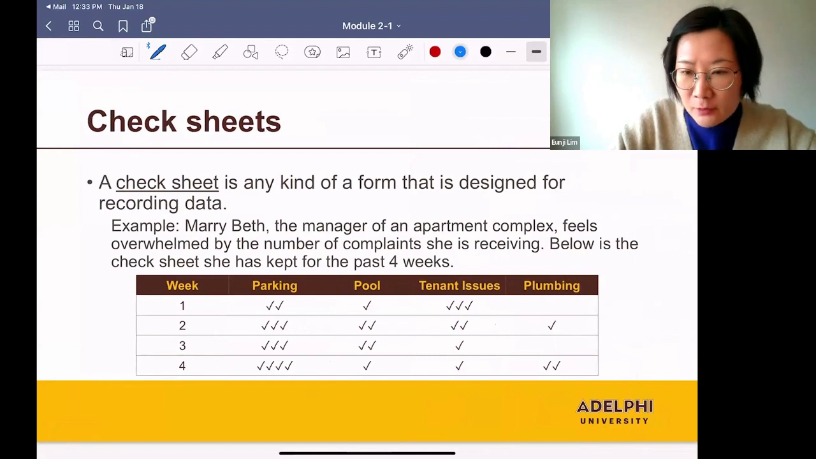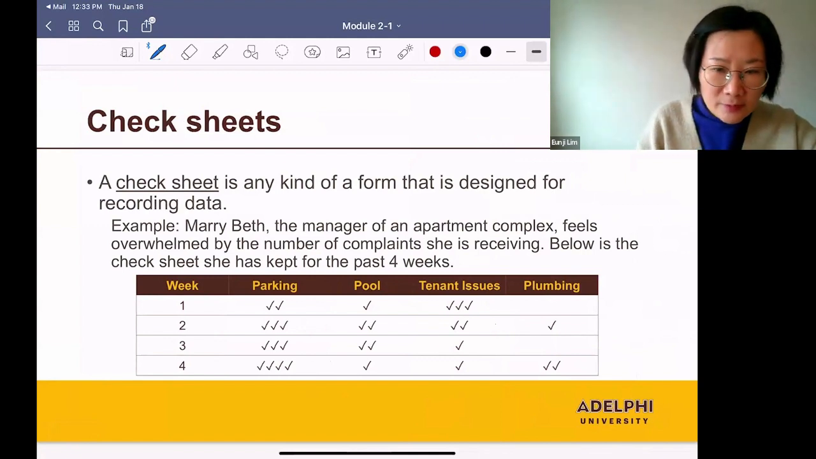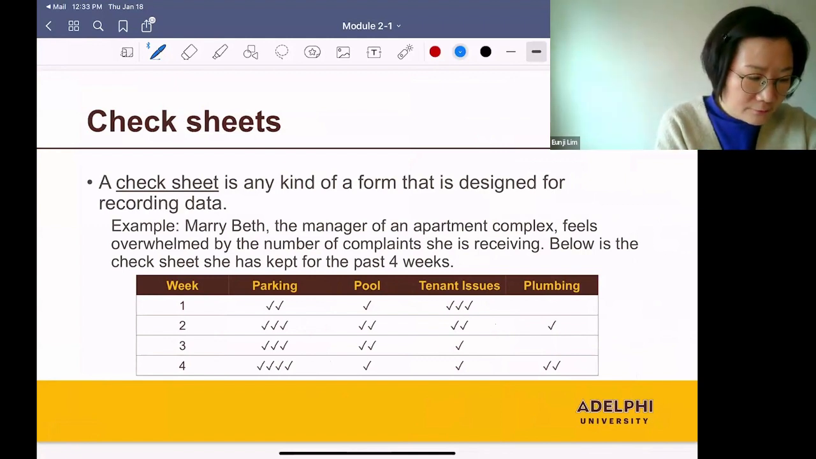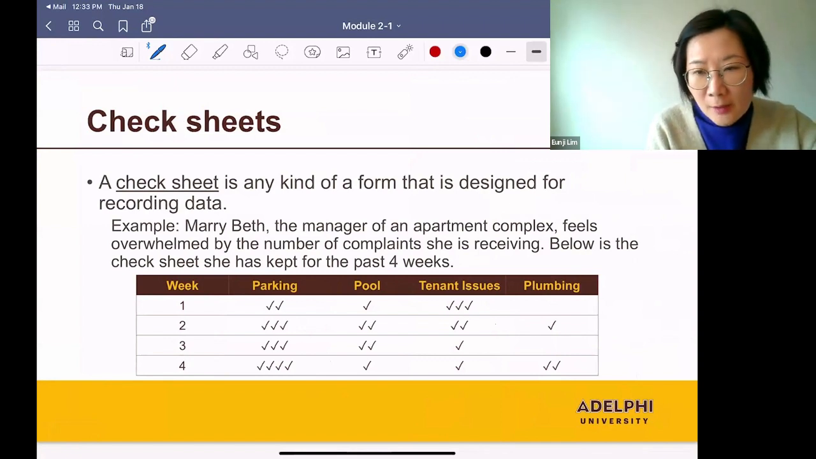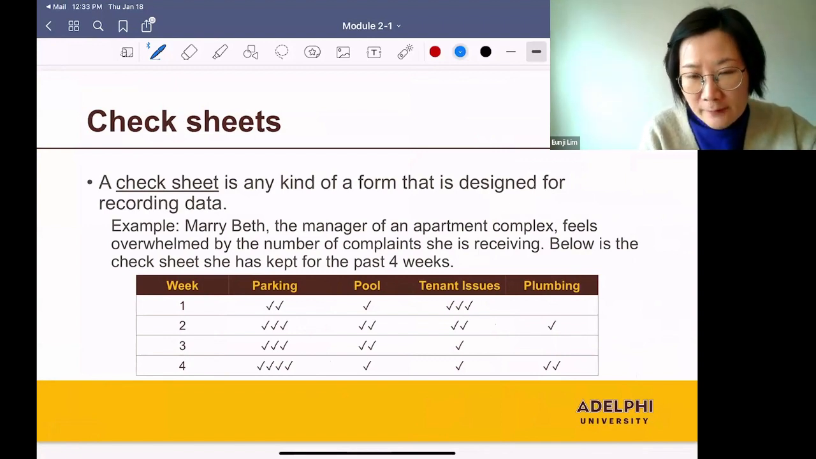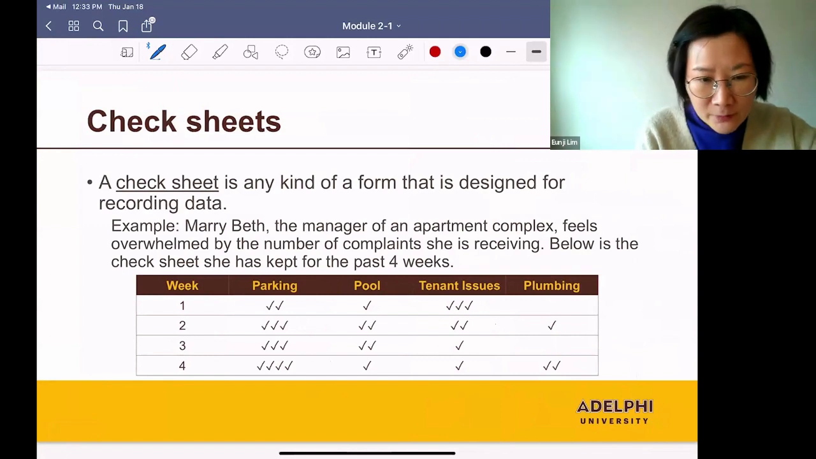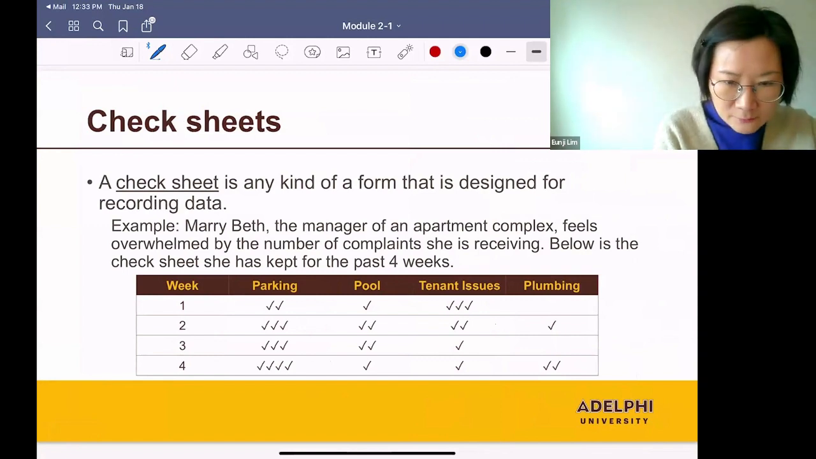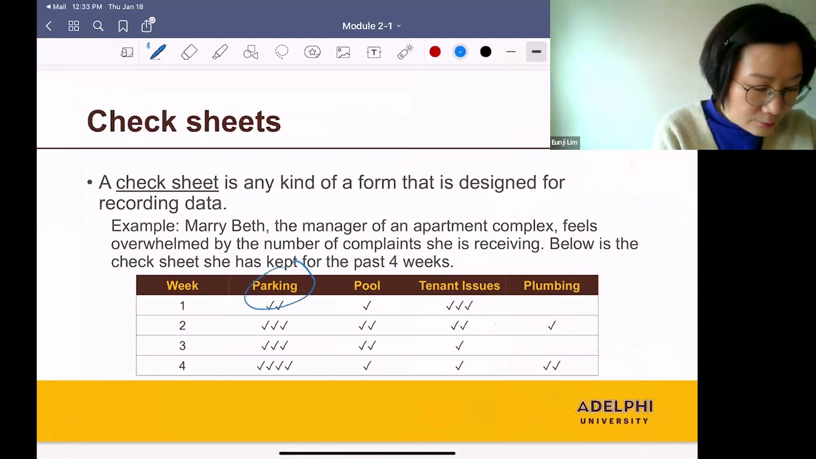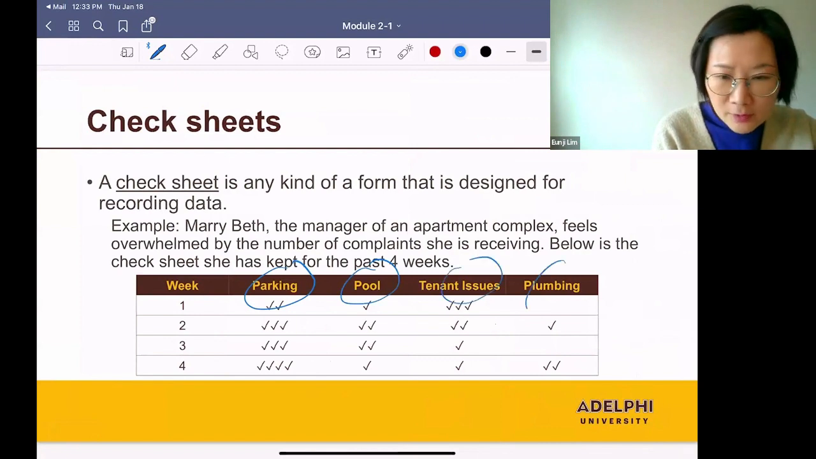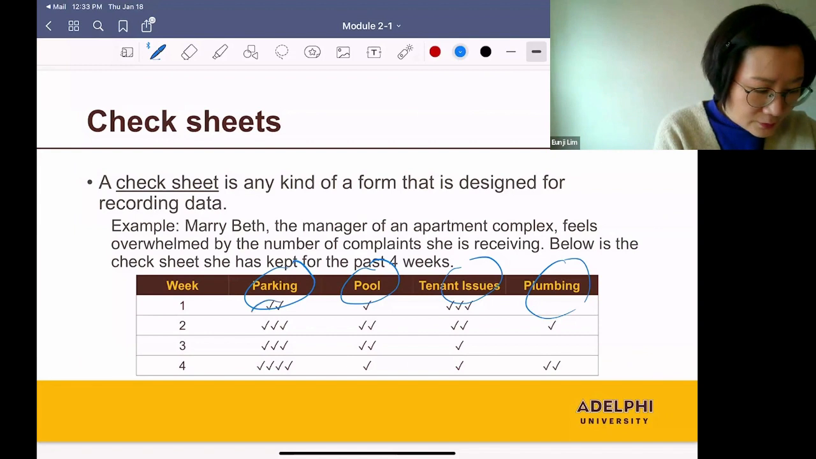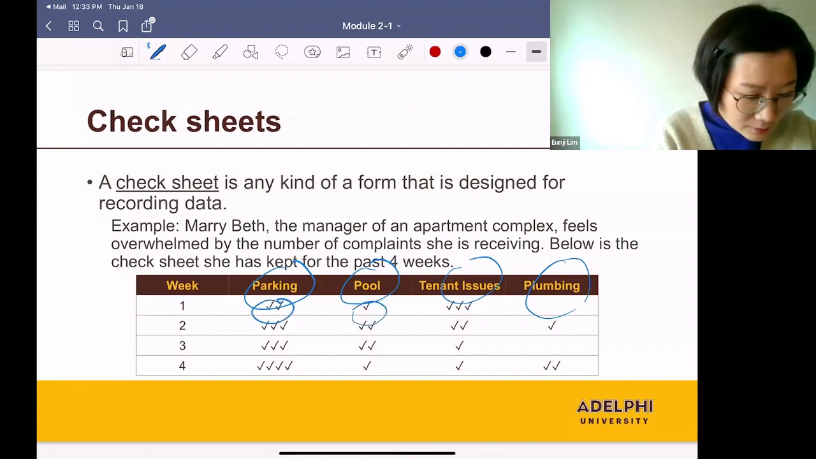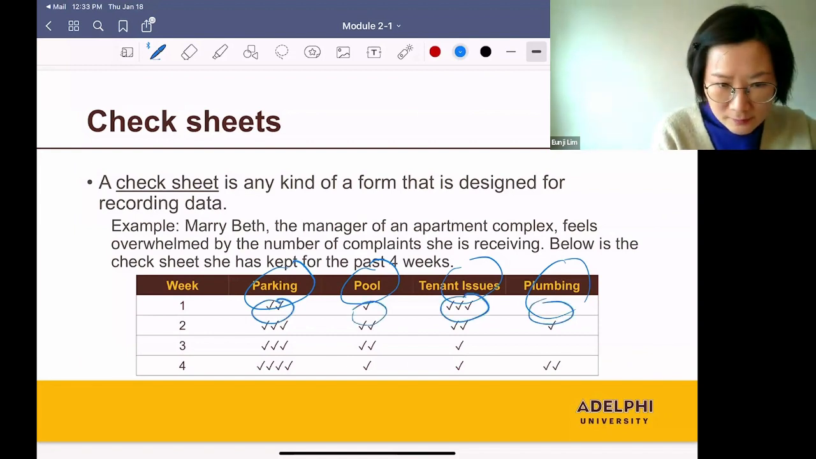Let's take an example. Mary Beth, the manager of an apartment complex, feels overwhelmed by the number of complaints she's receiving. Below is the check sheet she has kept for the past 4 weeks. So here are the categories for the complaints: parking, pool, tenant issues, and plumbing. Each week, she's recording how many complaints she received in each of these categories.